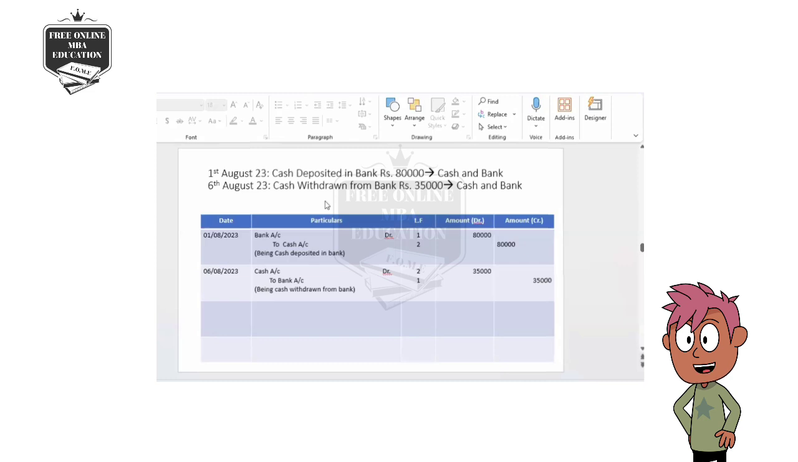Debit will be given to the bank, being it is going to receive. So for bank, we apply the personal account rule, and for cash, we apply the real account rule. Cash goes out, so cash will be credited, and bank receives, so debit the receiver, bank will be debited. Exactly the opposite entry will be there if we withdraw from the bank. In that case, cash is going to enter the business, so debit what comes in. Bank has given us the money, so bank is the giver, credit the giver. I hope the logic is clear to you.